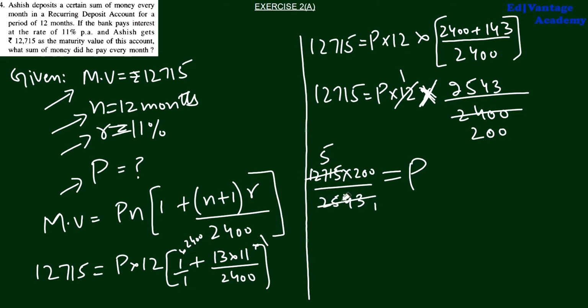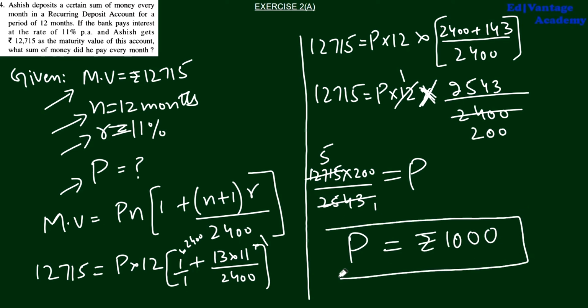Probably there will be some table where you are getting it cancelled, so don't get scared. I tried 2543 into 2 into 3 into 5, and it came 1275. So 5 into 200 is 1000. So principal is rupees 1000.